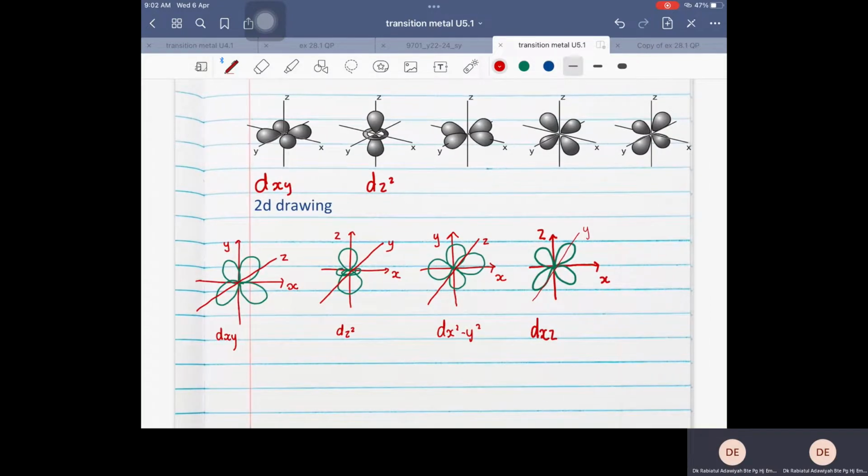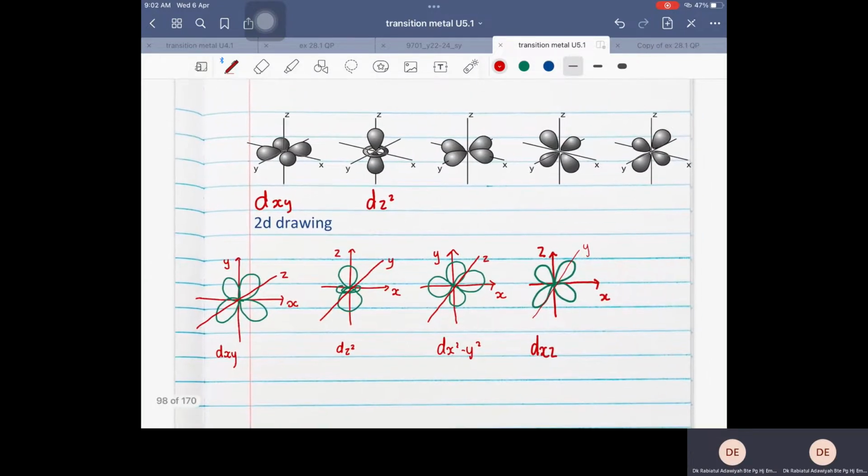And lastly, I want the dyz. I need my y-axis and z-axis, and then you draw the orbitals to sit in between. And your missing axis is the x-axis.